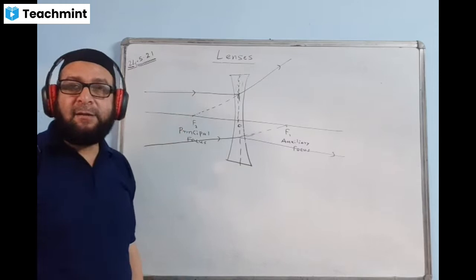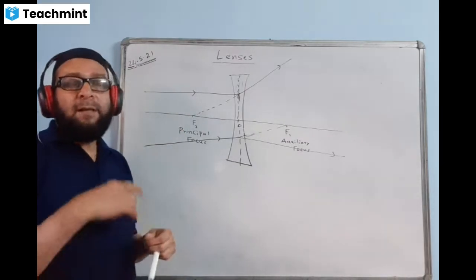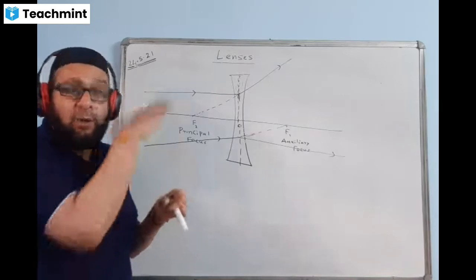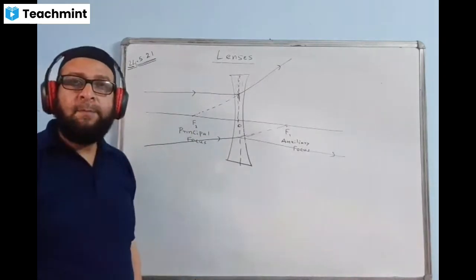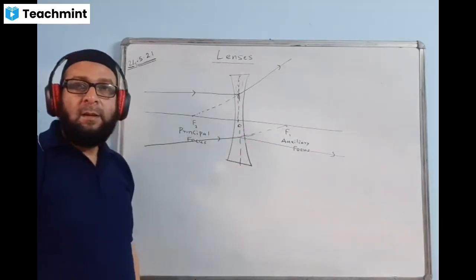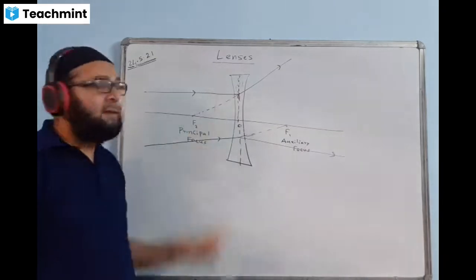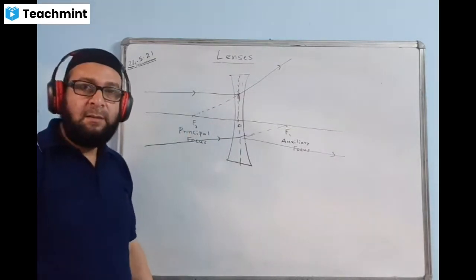and the principal focus will be dealing with the parallel ray. The ray will already be parallel, and the principal focus will make the parallel ray either actually pass through or appear to pass through that point, whereas the auxiliary focus will make the ray parallel. These two diagrams we keep in mind in case the definition comes in the exam.